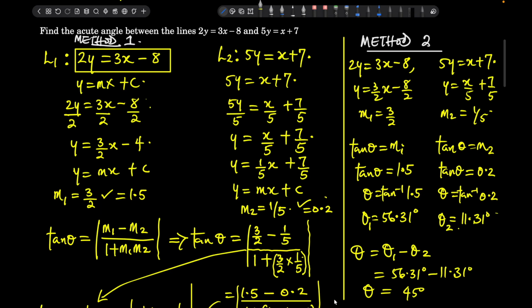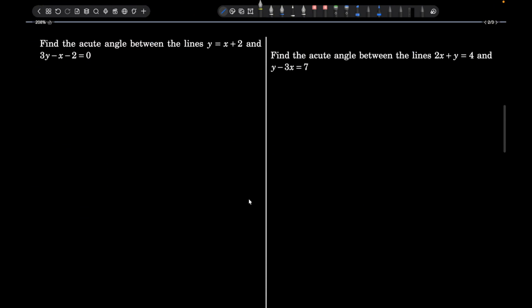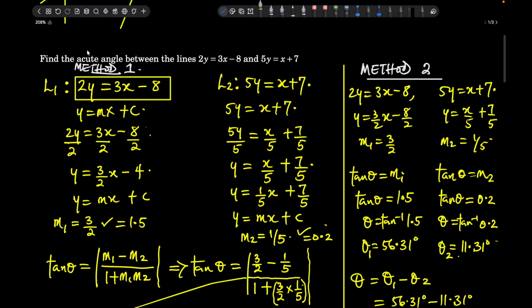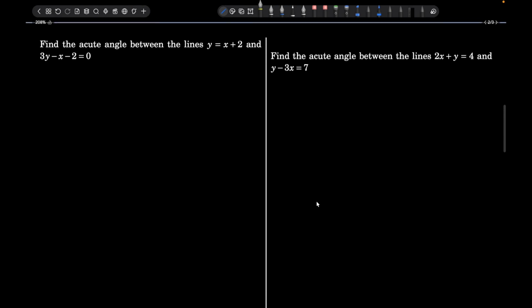So let me pick another example again, okay, so that we'll be on the safer side. Please don't forget before I proceed that the question asks us to find the acute angle. An acute angle is an angle that is just between 0 and 90, okay, and you see that the final answer we got is between 0 and 90, which is 45. Let's look at the second one.